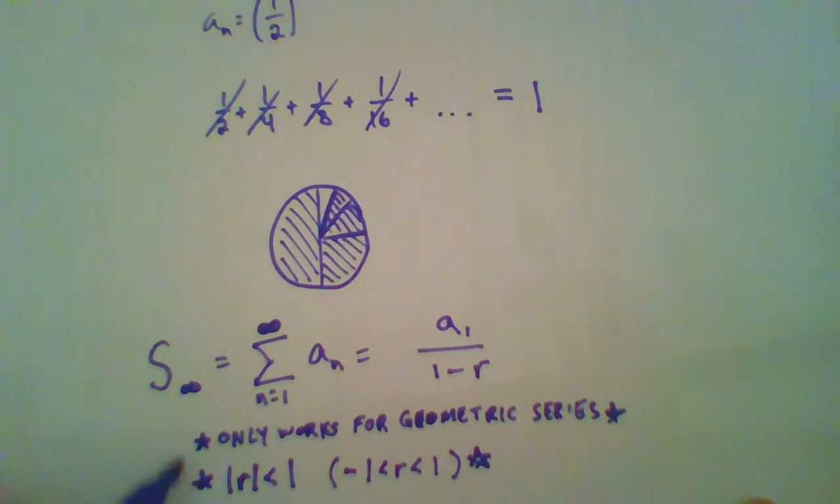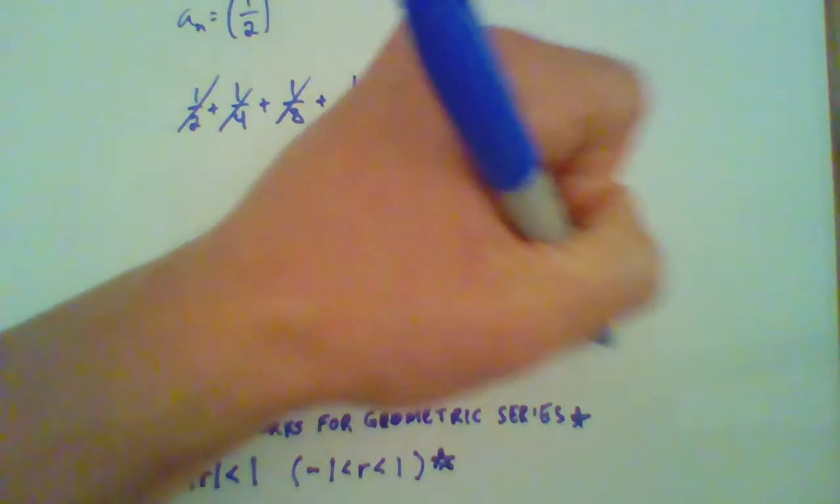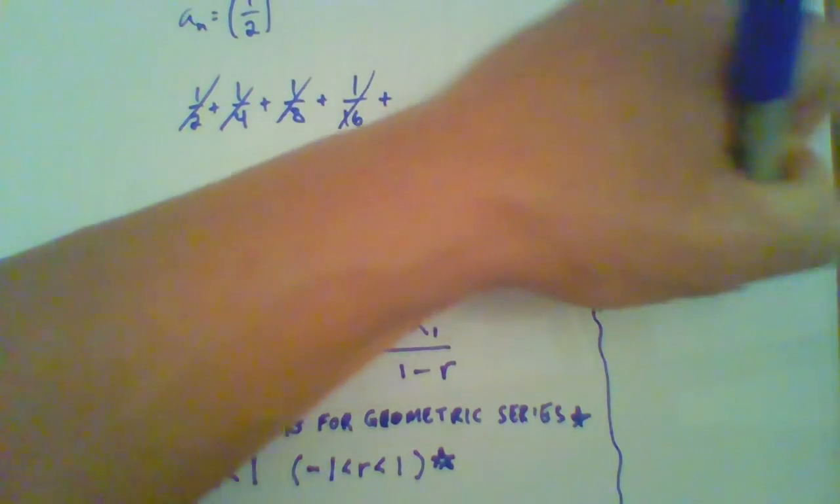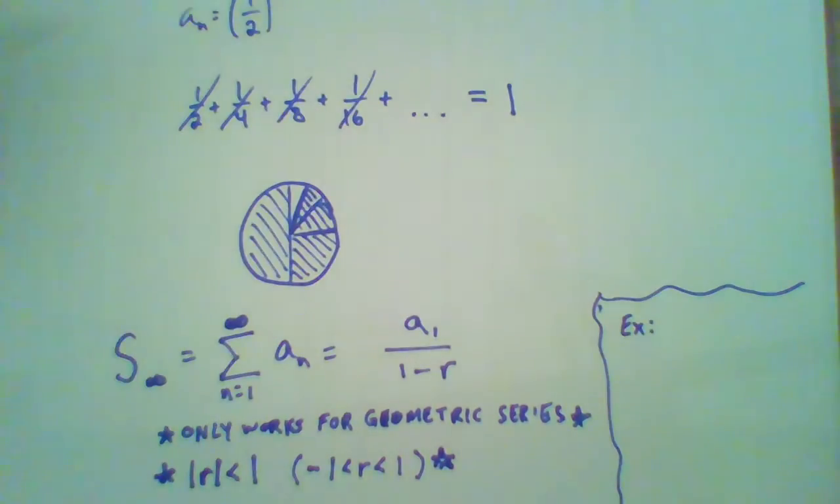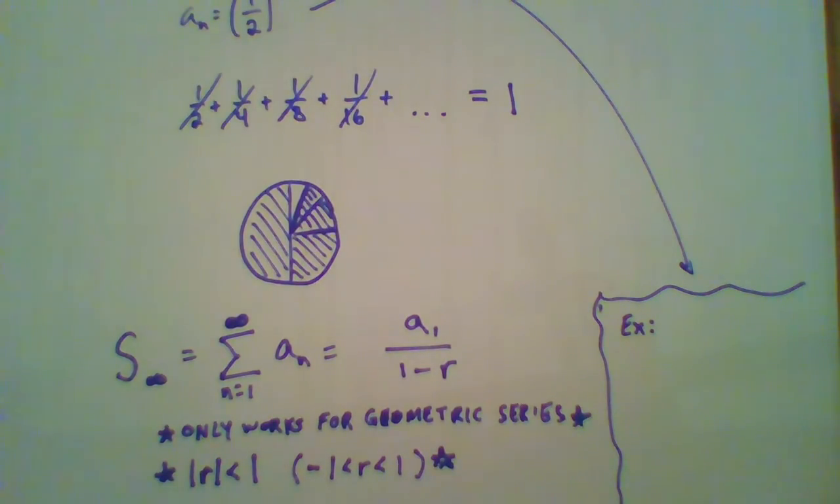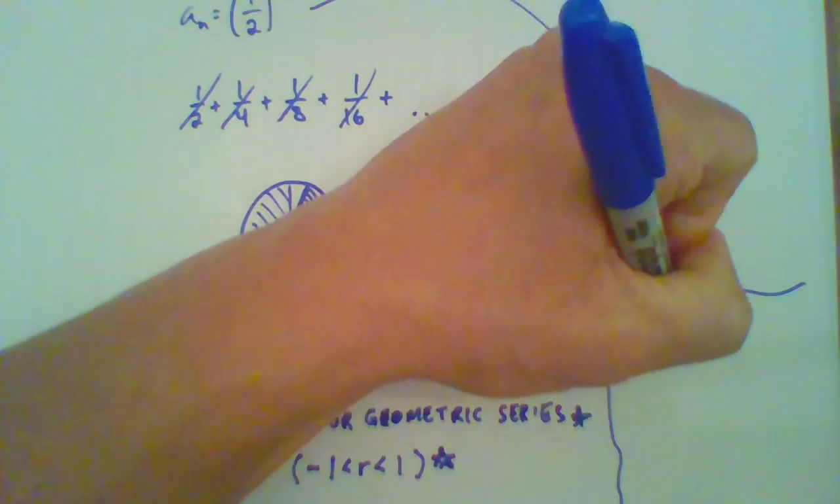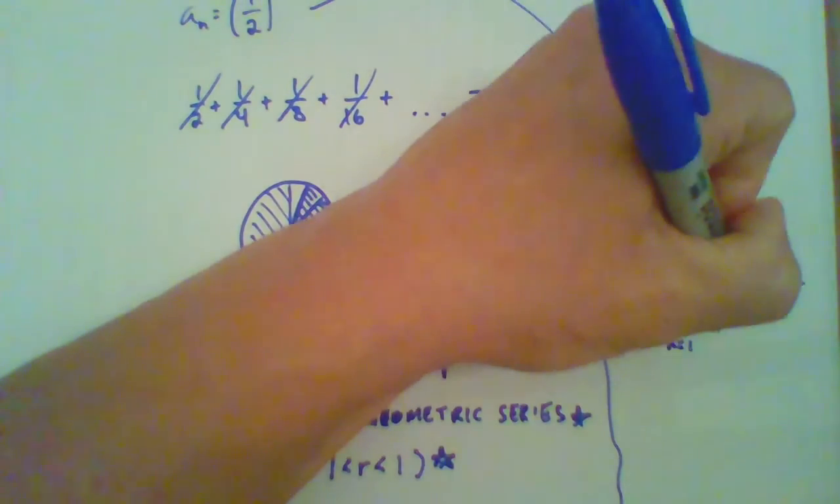Okay, so if you have these two conditions, that means you can apply this formula to calculating an infinite sum. So for example, I can use this formula to prove what we were looking at before quite easily. As an example, if this is our a sub n, the sum from n equals 1 to infinity of a sub n is equal to the first term.